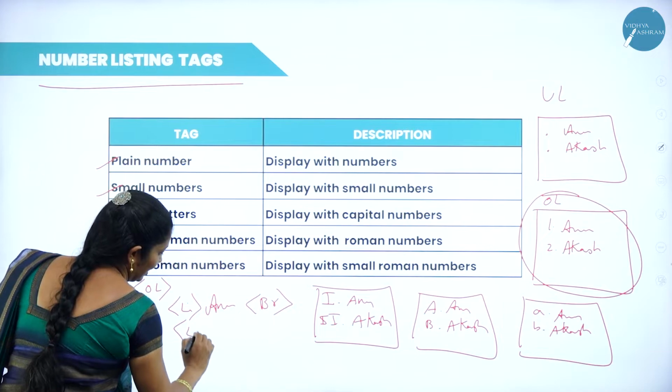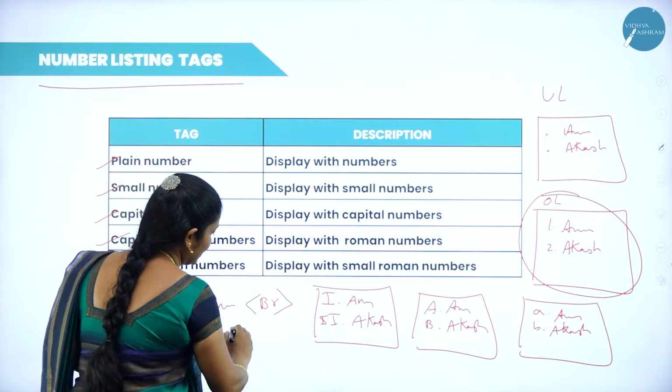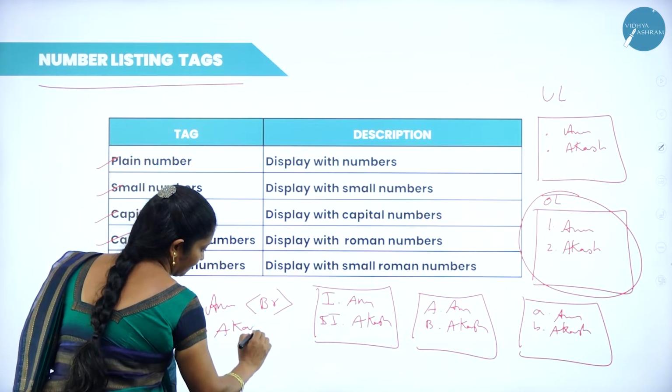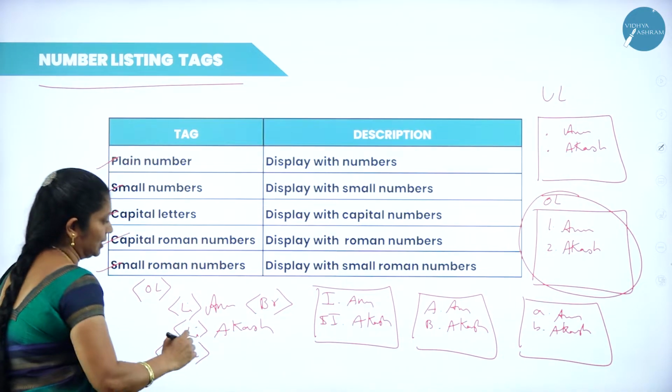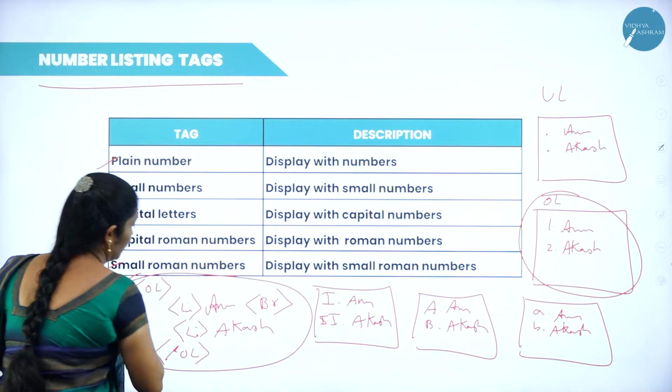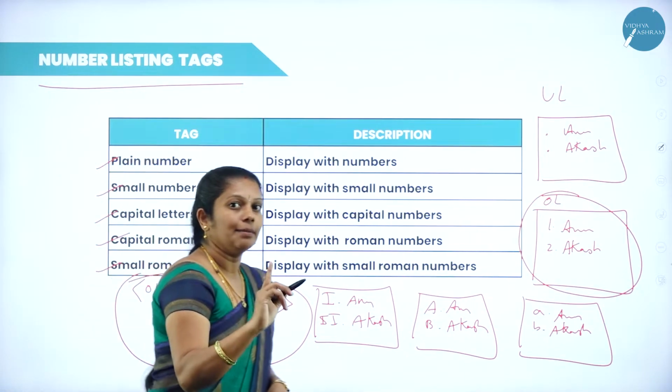Then next, once again, list item. The second content is Akash. Then here, close the OL tag. This is the general pattern to represent the number list.